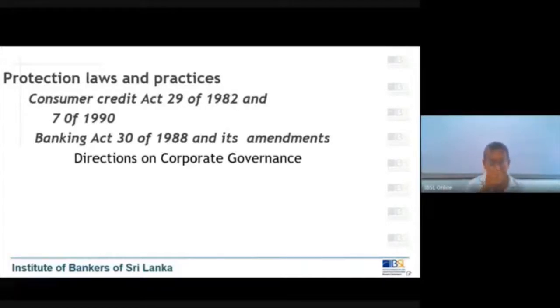There are a lot of directions issued by the central bank. What is the main objective or purpose of corporate governance? To protect how organizations are run and managed for the betterment of the business, right? That is the direction. So it's very important to maintain the stability of the financial system, right?